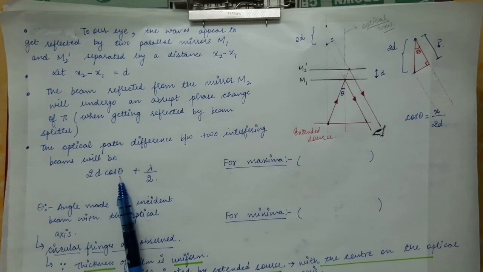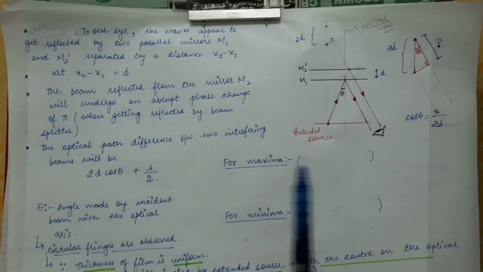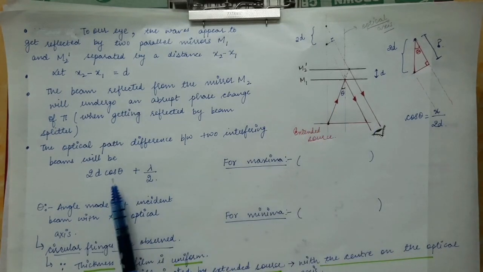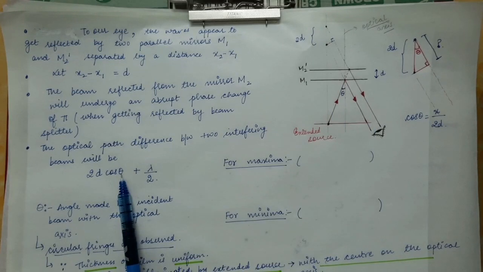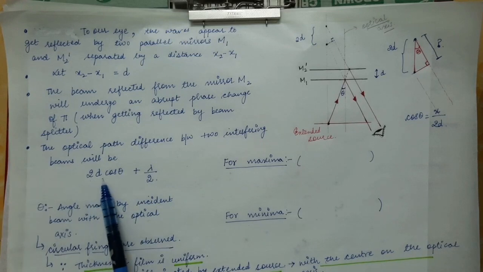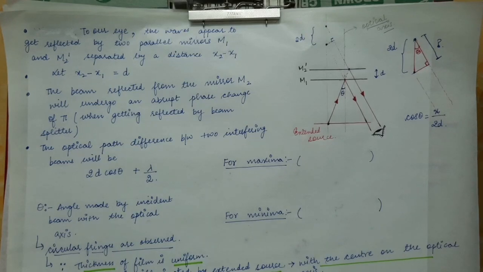So all the rays from the extended source which are falling at an angle of theta with the optical axis will have a path difference of 2d cos theta plus lambda by 2, and hence the type of fringes made by such rays which are falling at the same angle of incidence will also be the same. So circular fringes are observed in this case also, and this is because the thickness of the film is uniform.